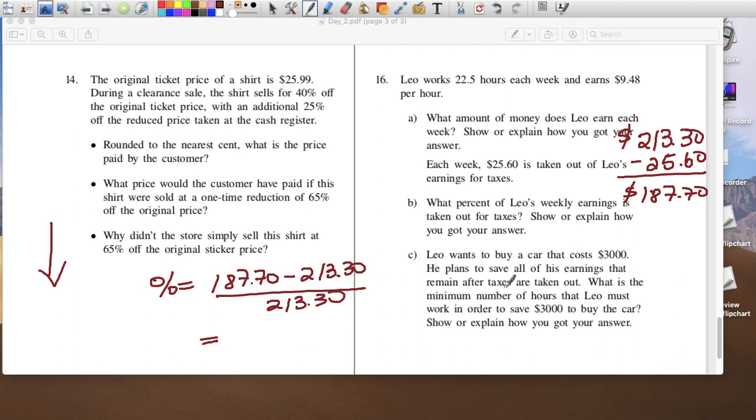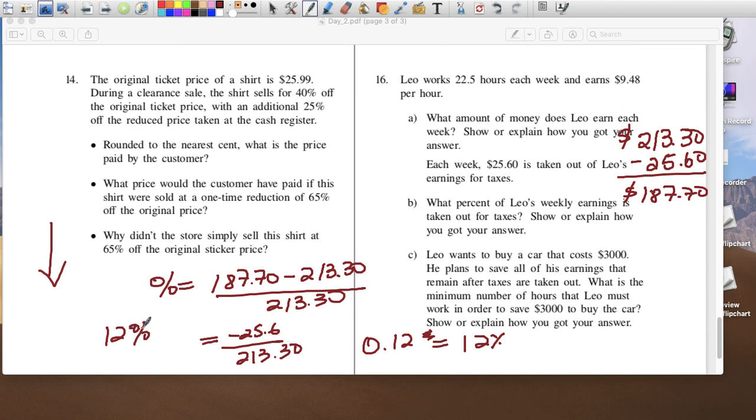187.70 minus 213.3 equals negative 25.6, which we're now going to divide by 213.3, and that's going to give us 0.12 as a decimal, and if you change that to a percent, 12%. So how much was his tax rate? His tax rate was a 12% tax rate.